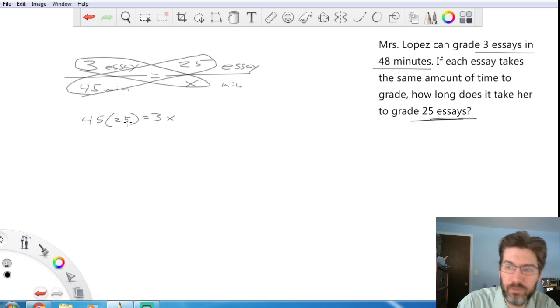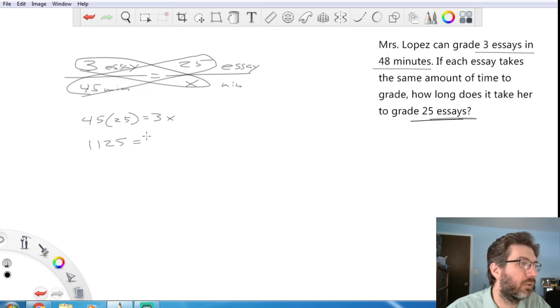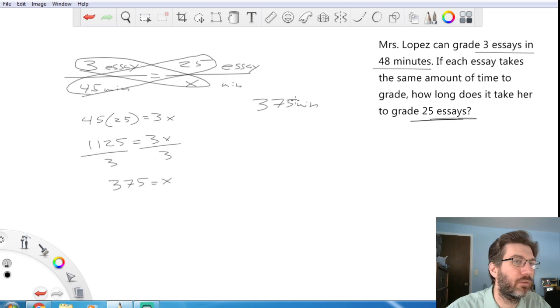45 times 25 gives you 1,125, and that is equal to 3x. So you can divide each by the 3. And we are getting 375 equals x. So it's going to take 375 minutes to grade 25 essays.